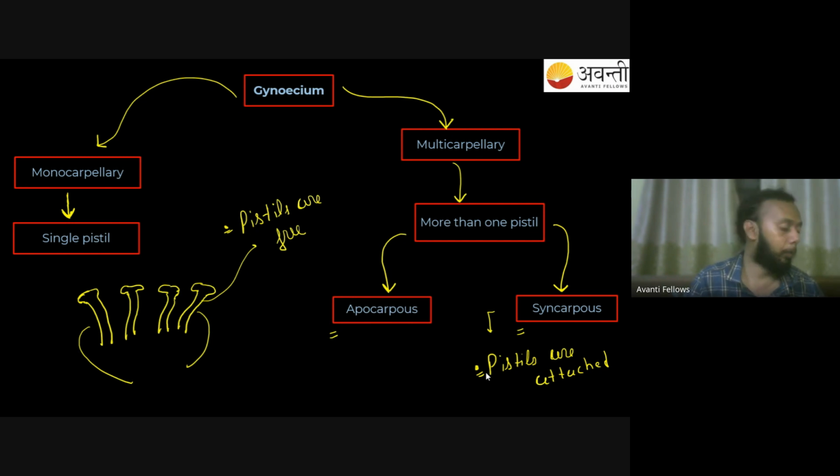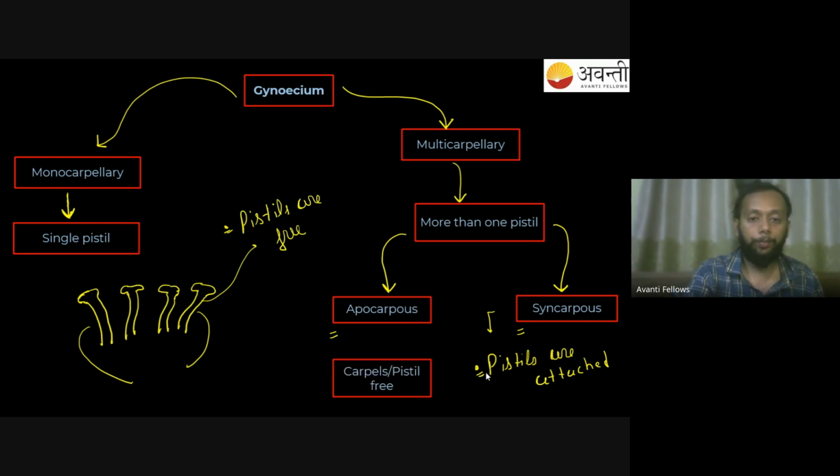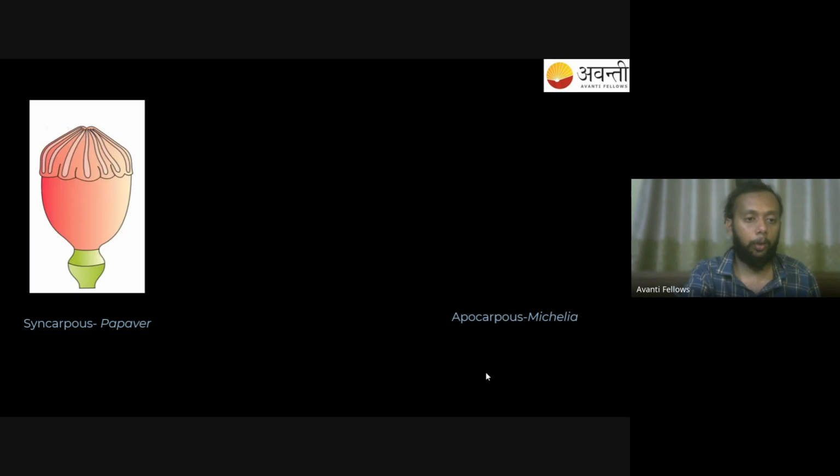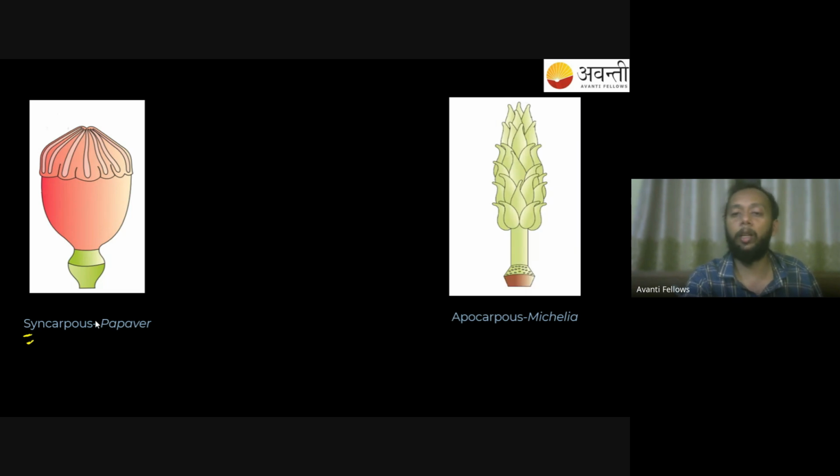ये term clear है आप सबको यहाँ पे? Is this term clear to all of you? All right, ठीक है. Okay, then. यहाँ पे लिखा हुआ है apocarpous means carpels are free, and if carpels are fused or attached, that is syncarpous. You can see over here a syncarpous example. Papaver is one of the plants where all the pistils are attached to each other. That's the syncarpous condition. And Michelia is one of the plants in which you will see the apocarpous condition, where the pistils are free from each other.